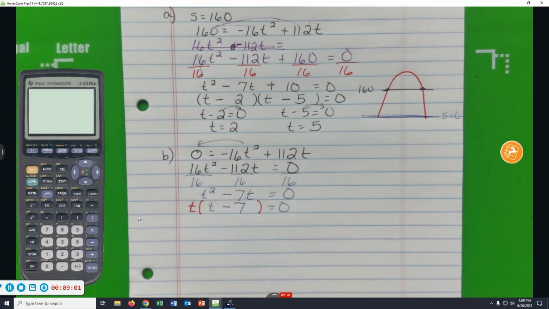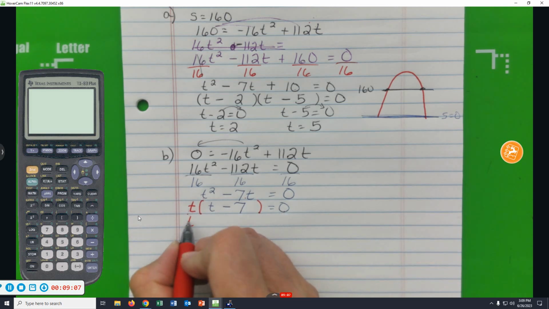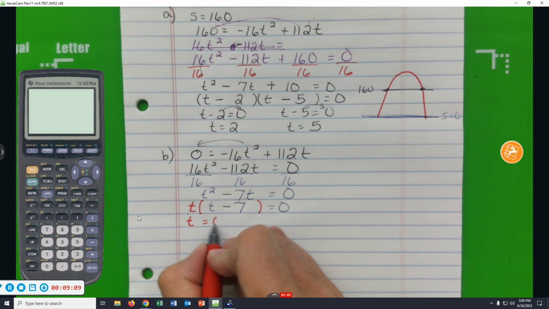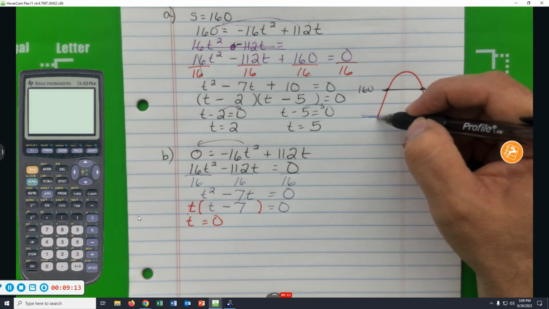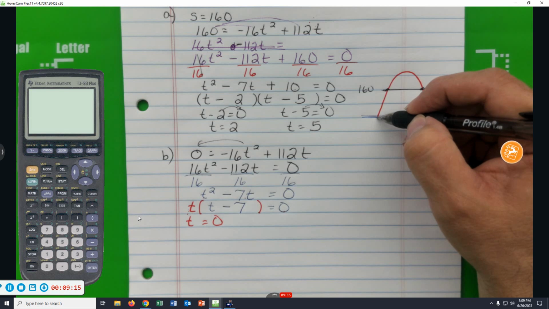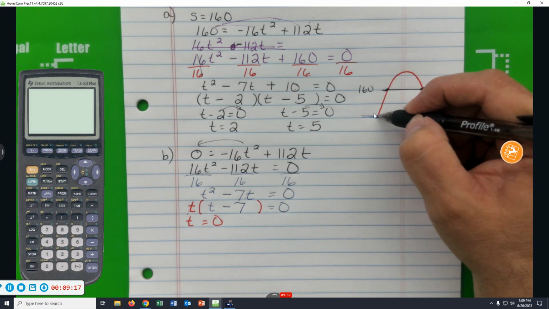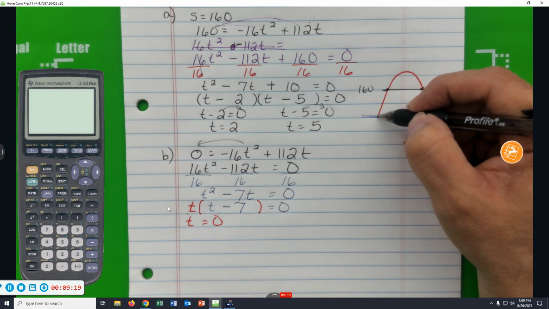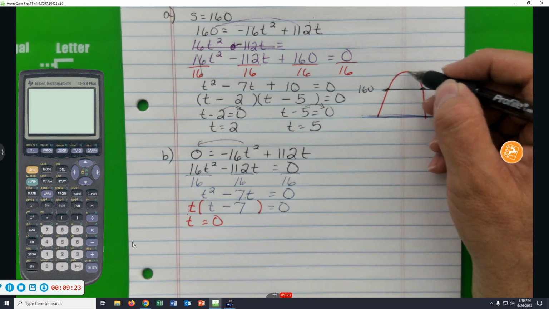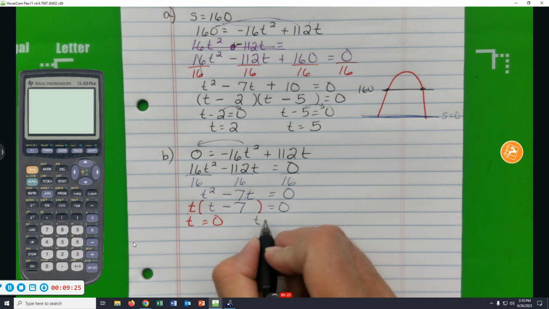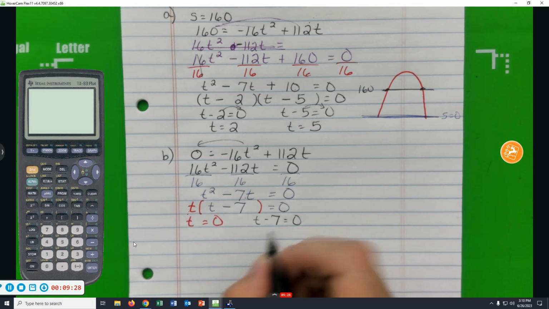So just like in part A, it looks like we're going to have two answers. The first answer is the trivial answer, t equals 0. Well, that's before the projectile is launched. At 0 seconds, before it's launched, it was sitting on the ground, so the height was 0. So that's not when it returned to the ground. How long did it take for that thing to go on its flight and come back to Earth?